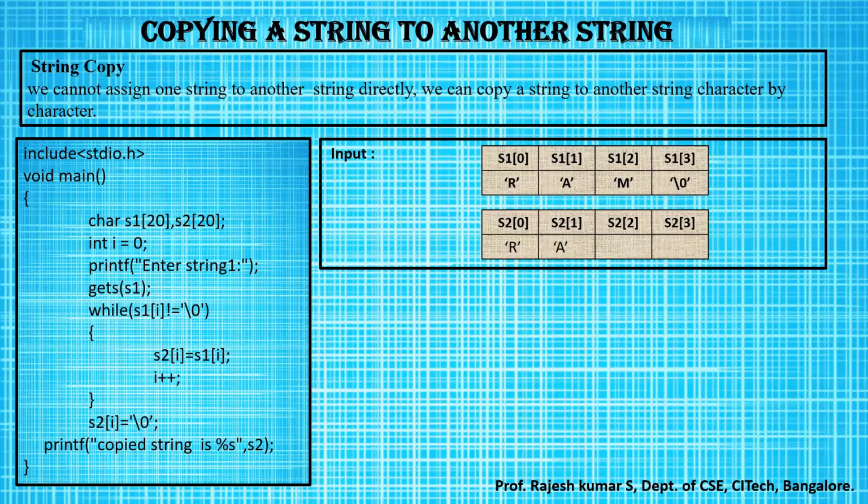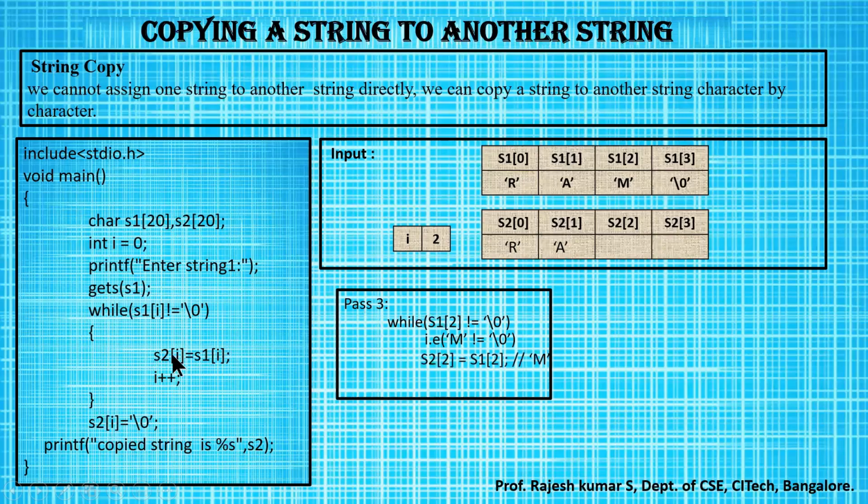Now when I value becomes 2, in the third pass what happens? When I is 2, the third pass, S1 of 2. What is S1 of 2? S1 of 2 is M. Is M not equal to null? Yes, M is not equal to null. When the condition is true, we'll come inside where S2 of 2 is equal to S1 of 2. Now, what is the value stored at S1 of 2? M is stored. This value is accessed and stored in S2 of 2. In this particular location, we'll insert M and I gets incremented.